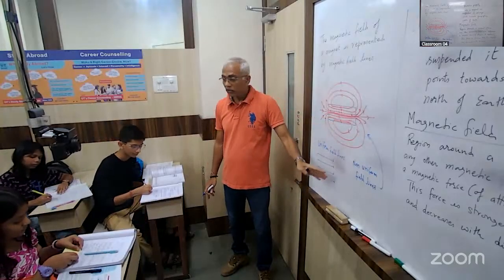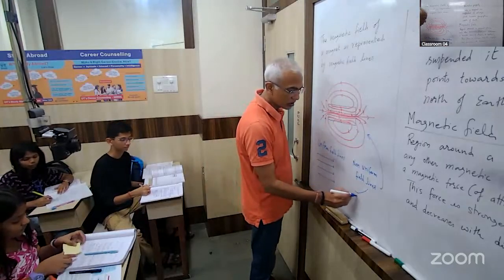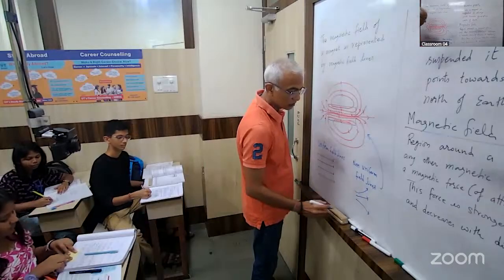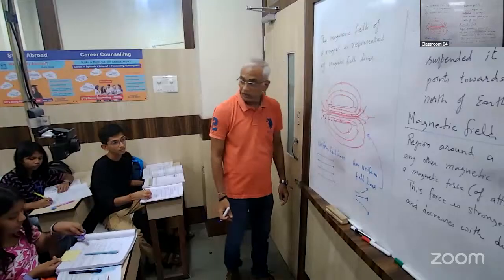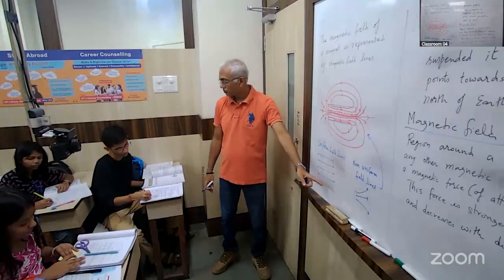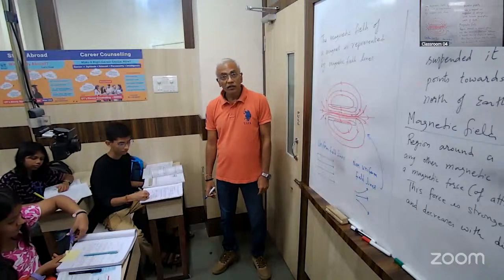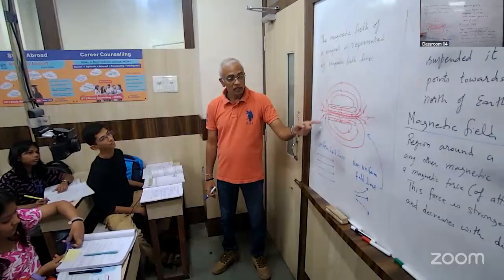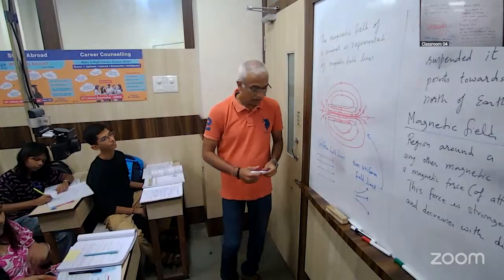How is the strength of the field decided? A non-uniform field could be something like this. They are not parallel to each other. Here it is closer, but now the space is increasing. This is non-uniform. Now, the magnetic field strength is more wherever the number of lines is more.